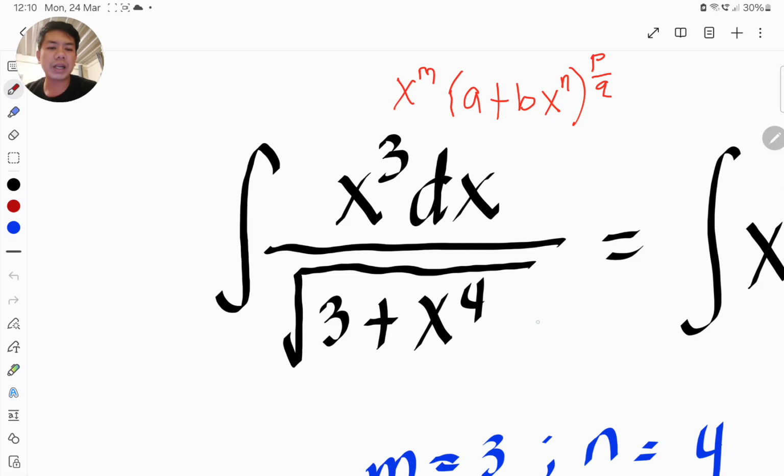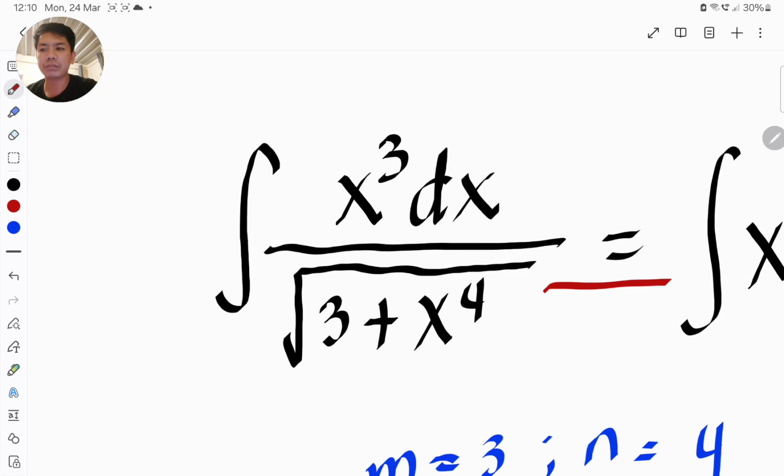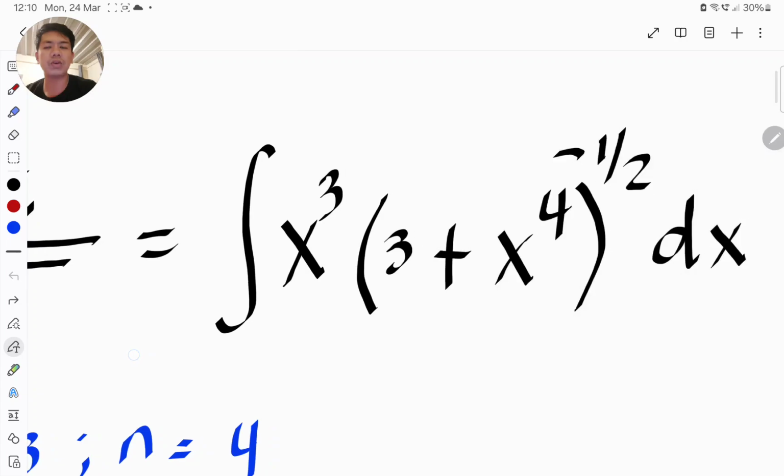So this is the setup in case 3 or case 4. The one at the bottom, class, we transform into an exponent, the radical, and then we raise it up. With that, we get the integral of x cubed multiplied by 3 plus x to the fourth, which is raised to negative 1/2 dx. So we need to identify our m and n, and of course our p and q.